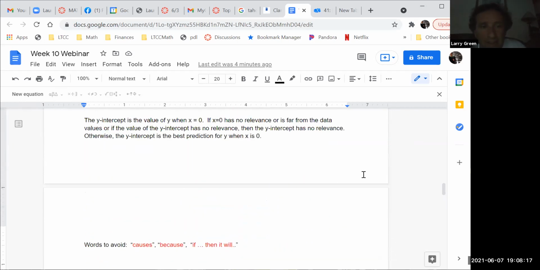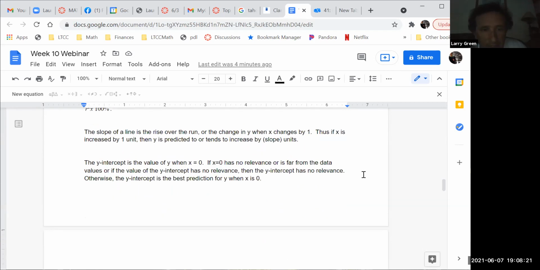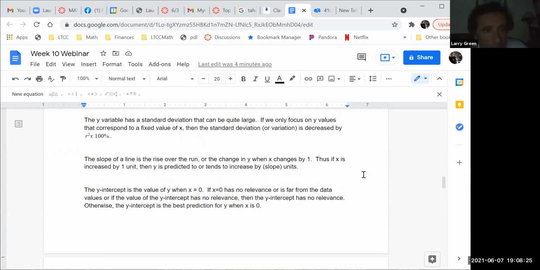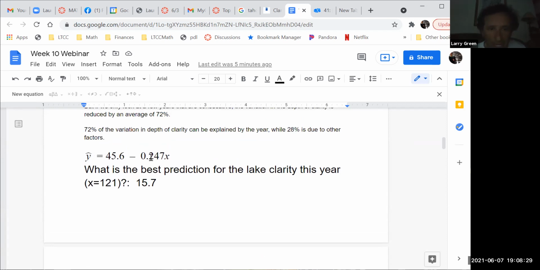Okay, let's take a look again at this line. Where was it? There it is. And let's look at the slope. Okay, the slope is, I'm going to say negative 0.2. It's just easier to say.